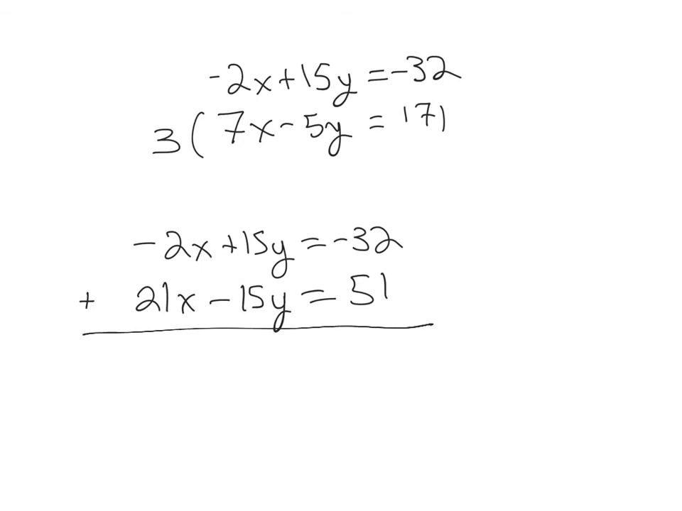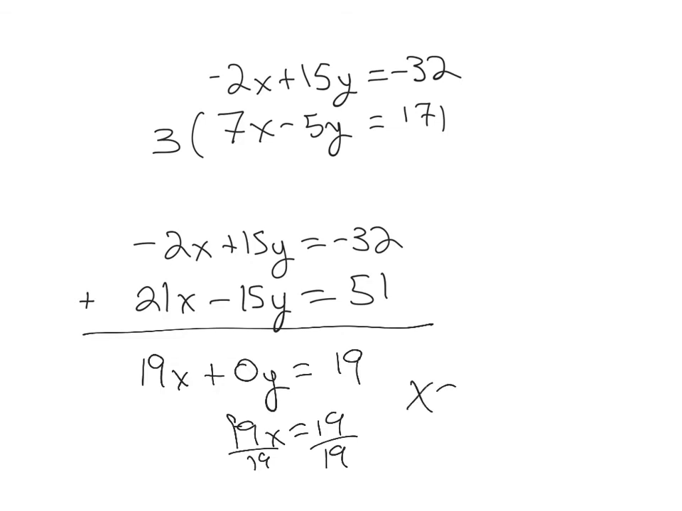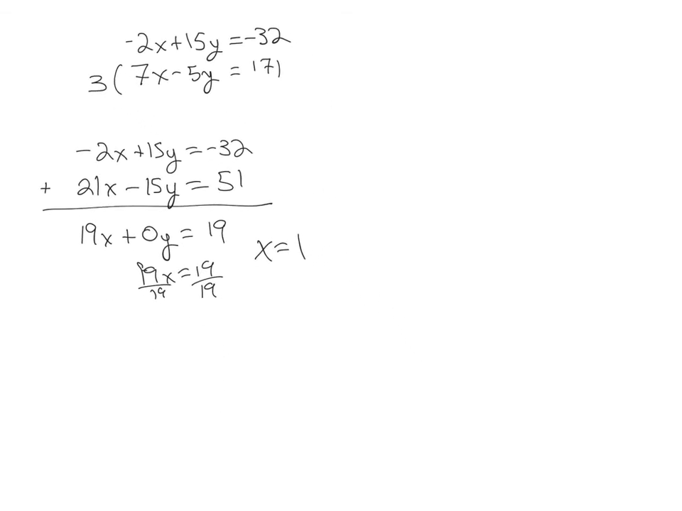21x plus negative 2x gives me 19x plus 0y equals 19. 19x equals 19, divide by 19, divide by 19, x equals 1. Once again, once you have one variable, you plug back into the other equation. We'll use our top equation here. Negative 2 times 1 plus 15y equals negative 32.